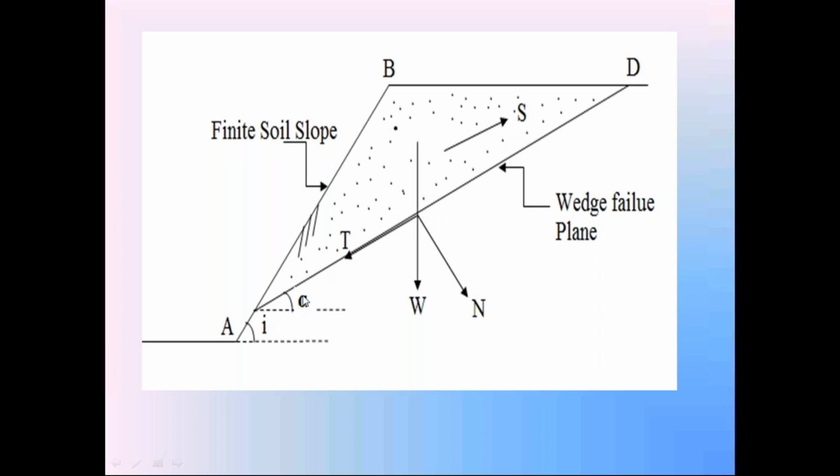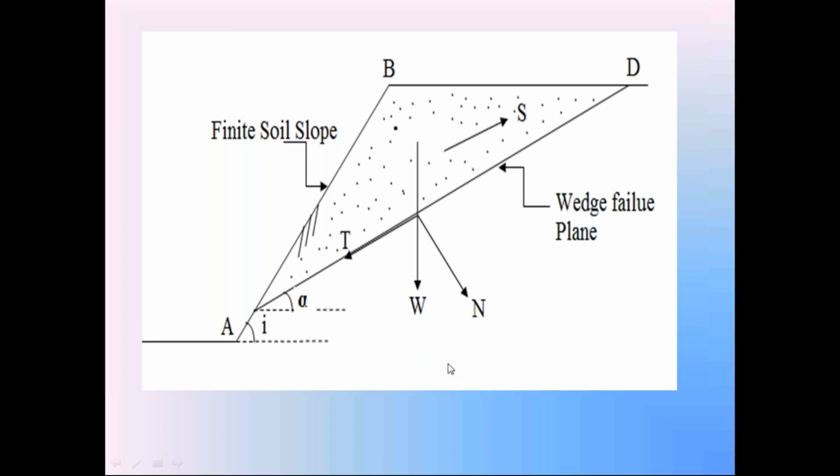Then take another failure surface on the graph sheet like AE. Take the second failure surface on the graph sheet. Repeat the same process. Find out the weight of the soil ABE, W. Resolve that weight into two components N and T. Find out the shear strength S on the failure surface AE. Find out the factor of safety of this finite soil slope about the other failure surface. So like that, repeat this determination of factor of safety of the finite soil slope with different failure surfaces in this graph sheet.